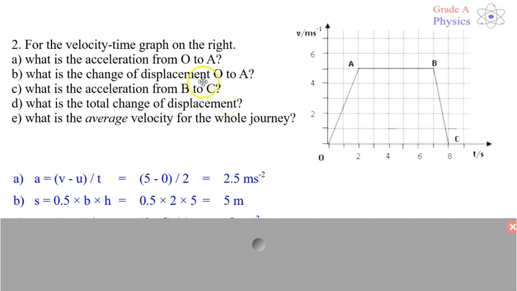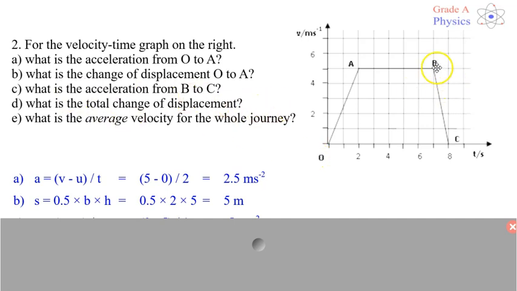Part B, the change in displacement. So it's basically how far has it travelled. And as we said, that's very often the same as the distance, but not always. Sometimes it's totally different. But in this case, distance and displacement would be the same thing. So how far has it travelled between O and A? So we know that that is the area underneath the line. So we have a triangle here. So we want to find half times base times height. So half multiplied by 2 multiplied by 5 will give you 5 meters.